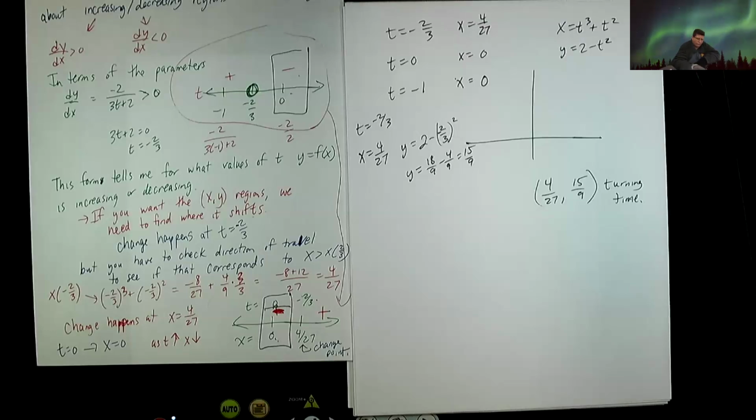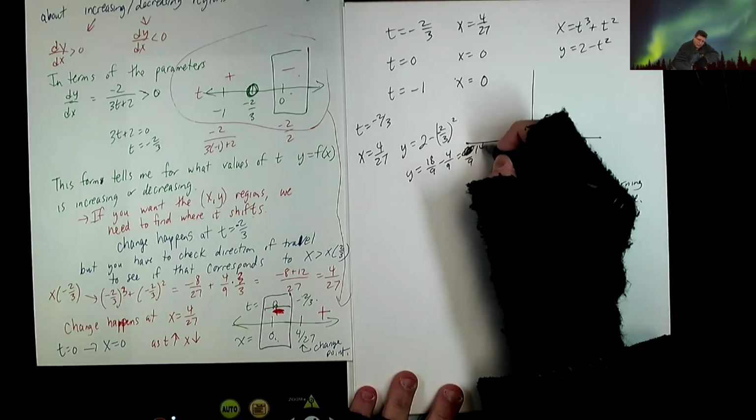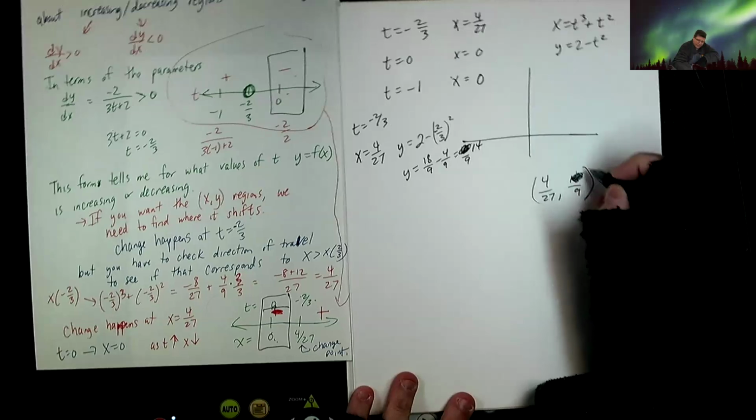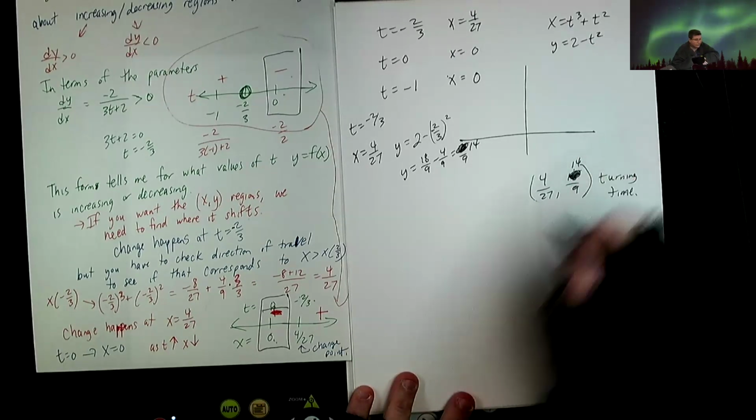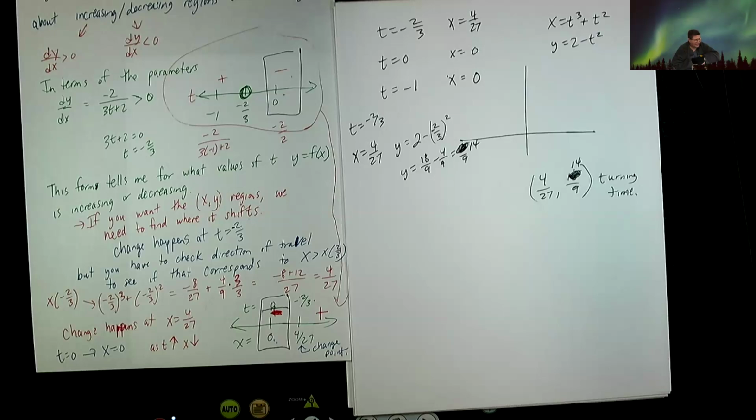What? 14. Because I know how to subtract 18 minus 4. I'm good at this, aren't I? Maybe this was worth doing.